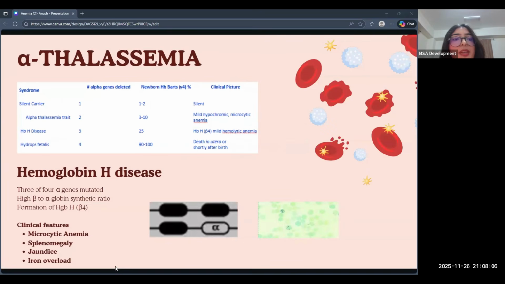Okay, then we have hemoglobin H disease. Now here we said 3 of 4 alpha genes are mutated. So there's a high beta to alpha globin ratio, right? So we have formation of HbH, which is beta 4. The clinical features will be microcytic anemia, splenomegaly, jaundice, and iron overload.